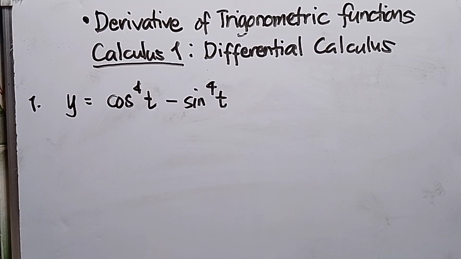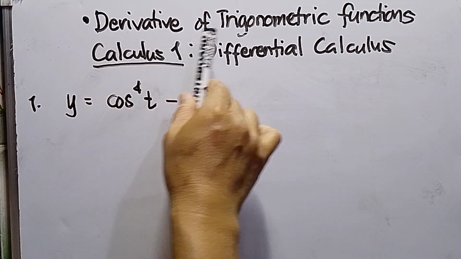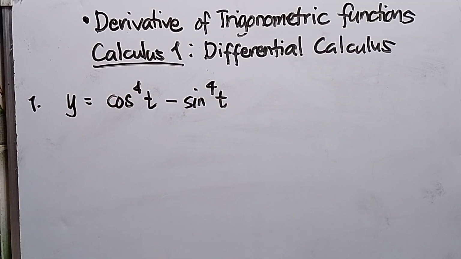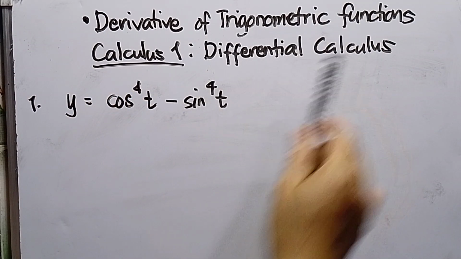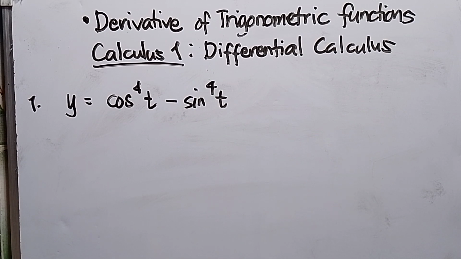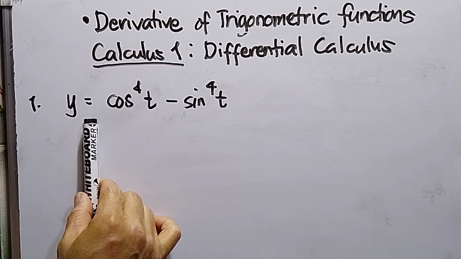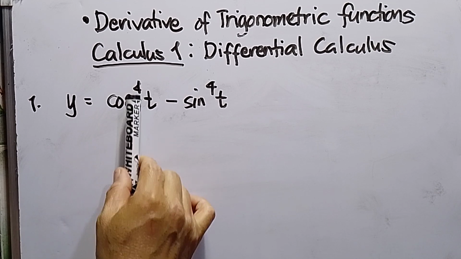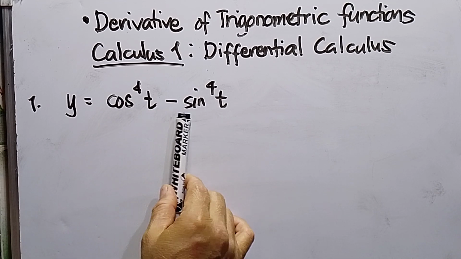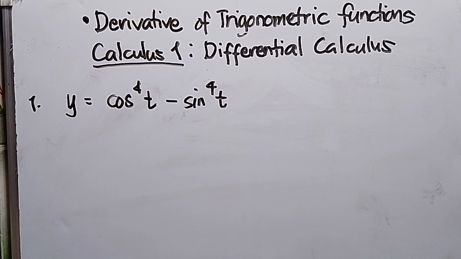Hello to my viewers. Today's topic is about derivative of trigonometric functions. This topic is under differential calculus, and this math is intended for the students who are majoring in mathematics and engineering students. I have here y is equal to cosine to the fourth t minus sine to the fourth t.